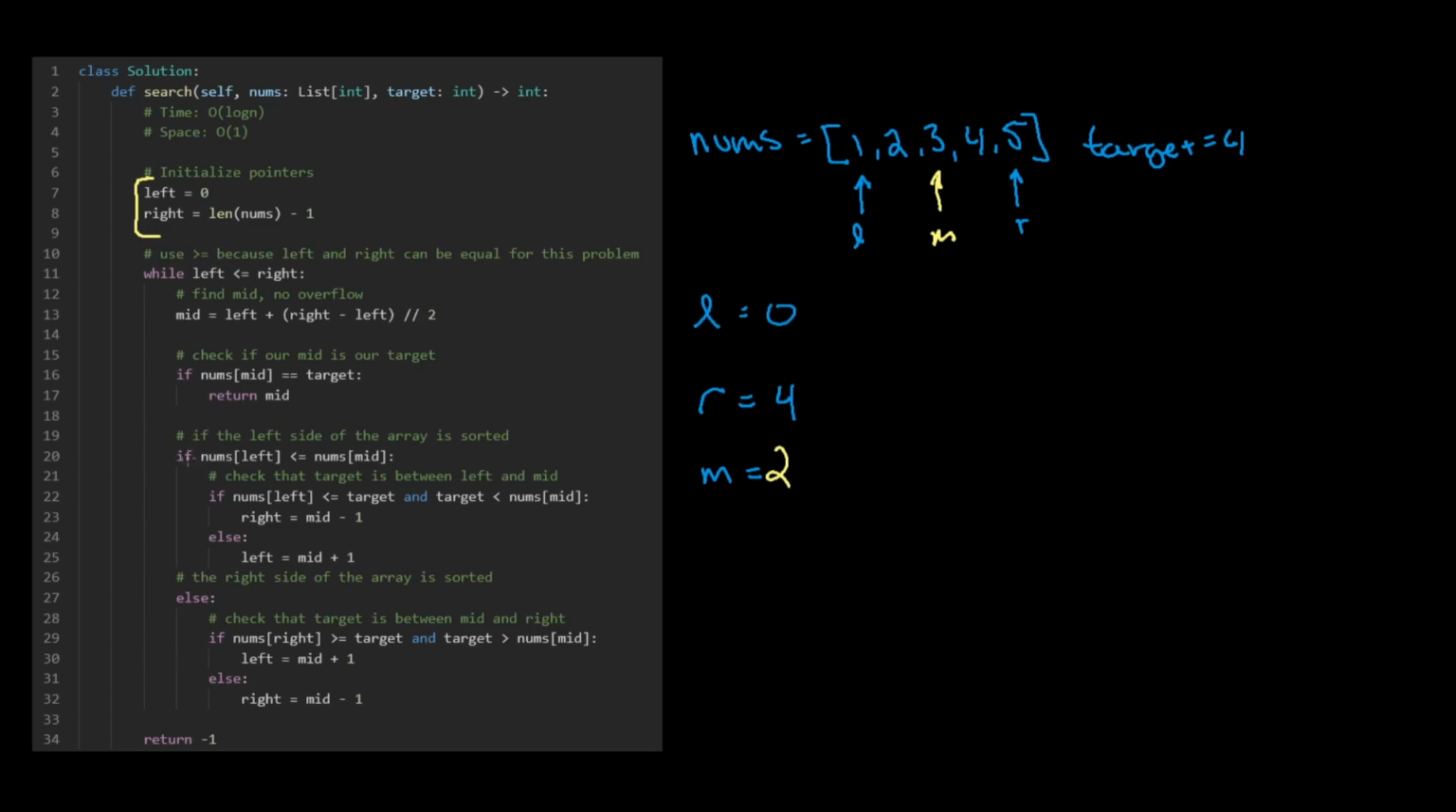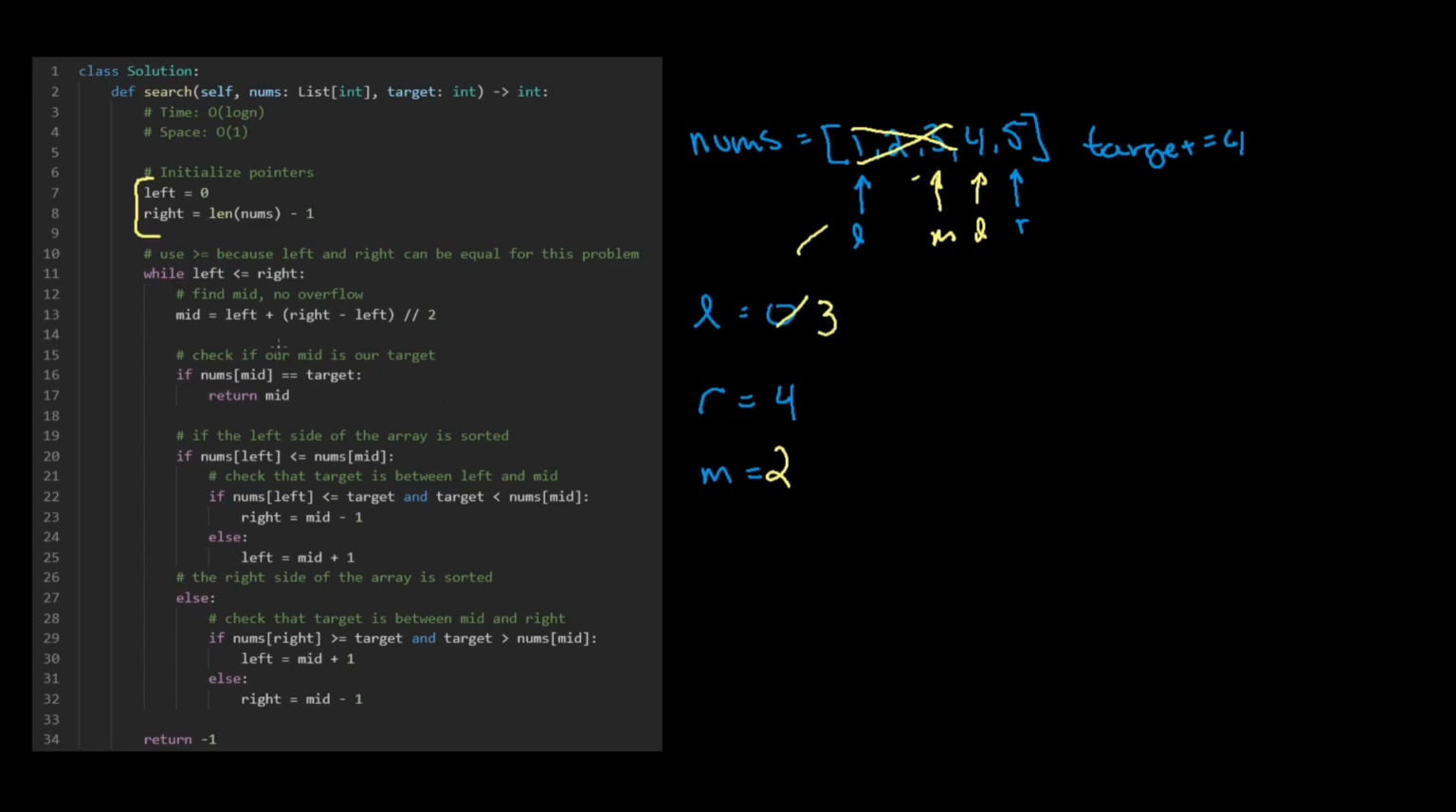And let's check, if nums at left is less than or equal to mid, which it is, because nums at left is 1, and nums at mid is 3. So if nums at left is less than or equal to our target, and 1 is less than or equal to 4, so that's true, and target is less than mid. So is target less than our mid? No. So now we want to update our left pointer to be mid plus 1. So this is our new left pointer. We no longer care about this part of the array. And then this is updated to 3.